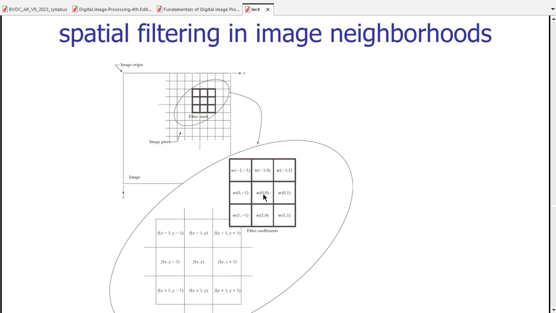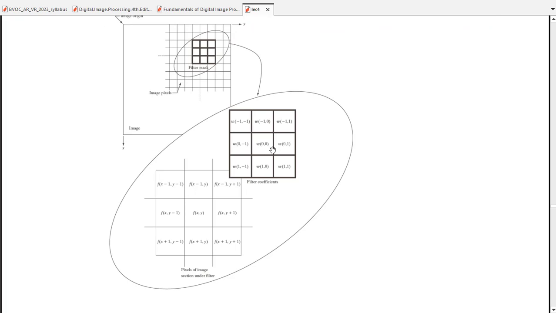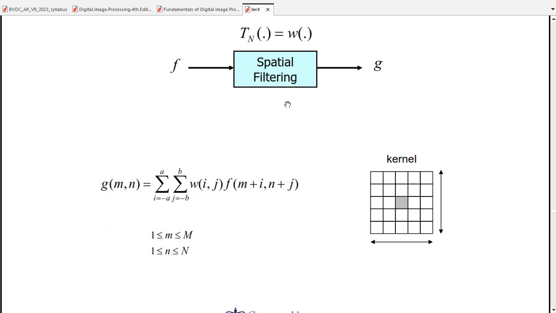We will say that the filter coefficient of this type of filter mask highlights each and every image pixel based on the value of the amplitude function. So here f of x comma y is the middle value, which depends upon the pixels of the image section under this filter. Kernel operator is a filter mask. We'll come to say this is the type of spatial filtering. The spatial filtering is supported by the work of this kernel.